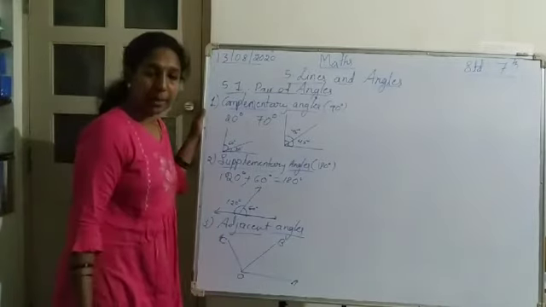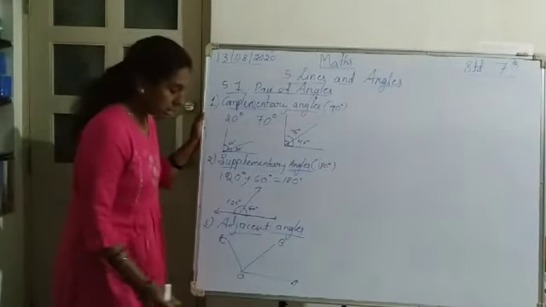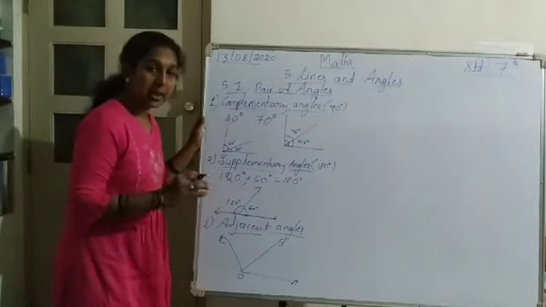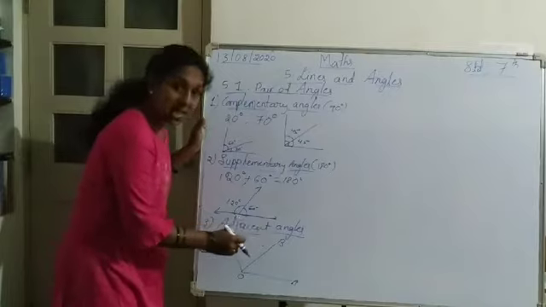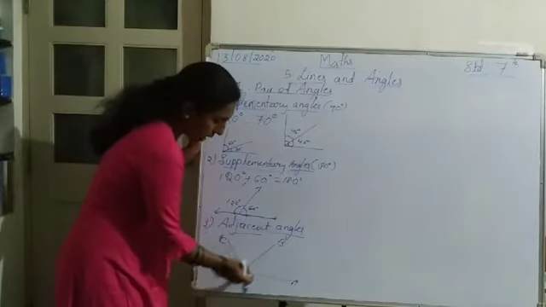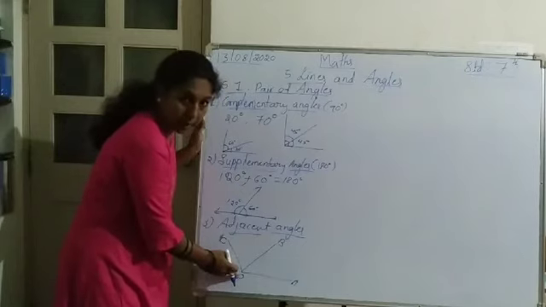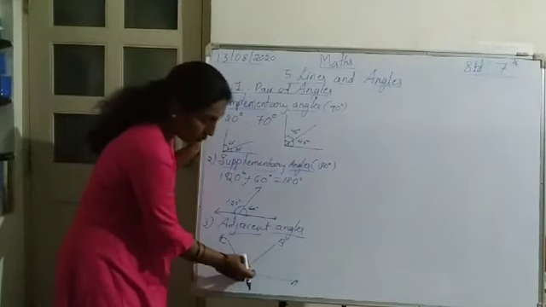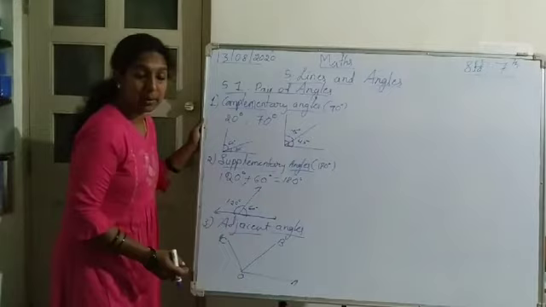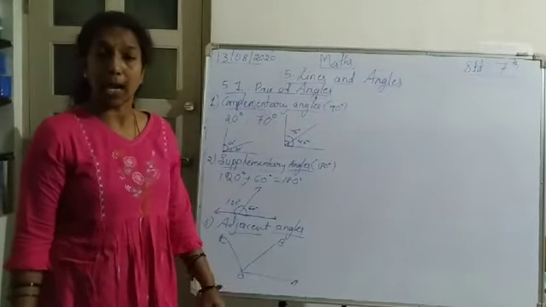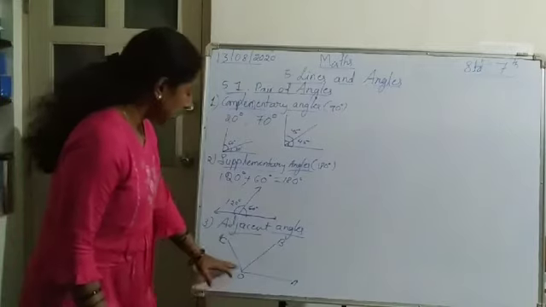Adjacent angle means which are adjacent angles? Any two angles which have one common arm and a common vertex, the angles it forms, those two angles are called adjacent angles.